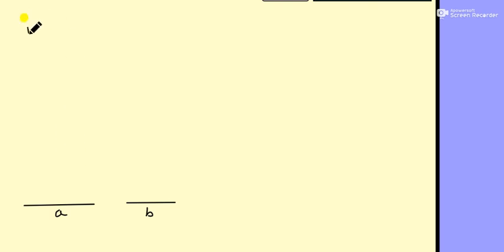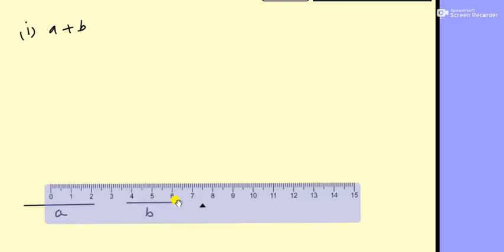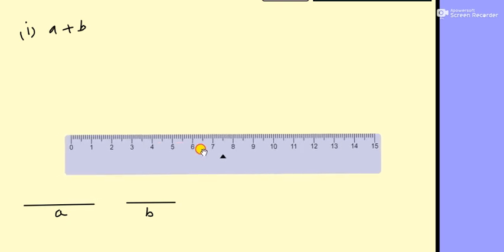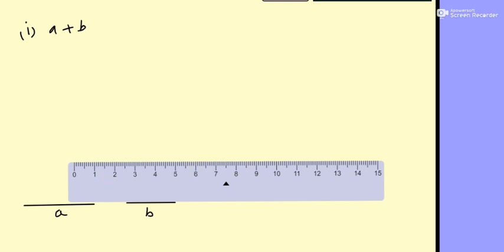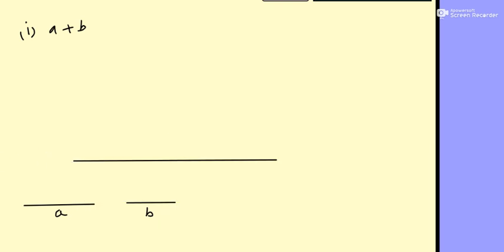The first part is given as a plus b. How can we construct a plus b? First of all, you have to construct a long line with the help of the scale. So take the scale and construct a line. How much? We don't know, so you can construct a line like this. Suppose it is about 10 centimeter. Remove the scale and you can write X and Y.